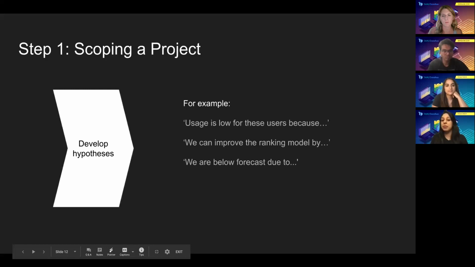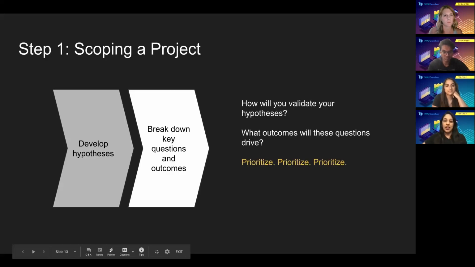So some examples would be: usage is low for these users because of X. Or we can improve this ranking model by doing Y. You should really have an idea of what you're trying to achieve before you start an analysis. And then you want to use those hypotheses to start breaking it down into more specific questions.